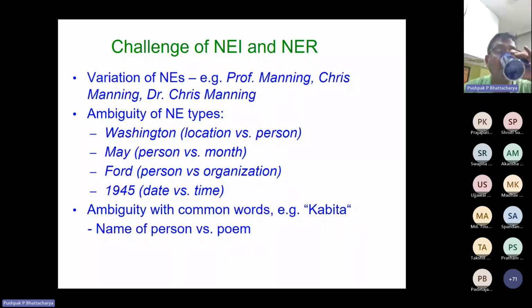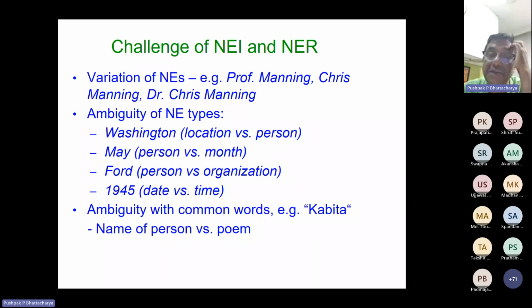What is it that is difficult? So first, there can be many-to-many relationships. One named entity can denote multiple entities outside, or one entity can have different names. So, for example, Prof. Manning. Prof. Manning is a professor of NLP at Stanford University. His name is Professor Christopher Manning. So he can be referred to as Prof. Manning, Chris Manning, Dr. Chris Manning. Three variations.